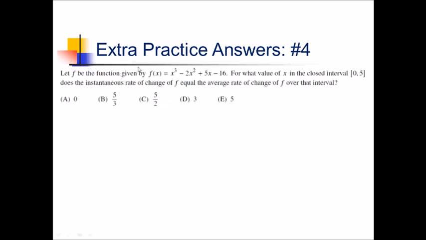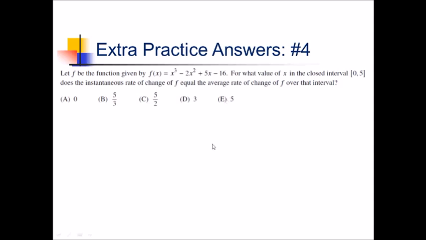For this problem, f is this function here, this polynomial function. We want to know at what x value in the closed interval from 0 to 5 does the IROC of f equal the average rate of change of f over that interval. Now, this kind of sounds like the mean value theorem, but it's a little bit different. If this were truly the mean value theorem, we wouldn't be allowed to use the endpoints 0 and 5 as possible answers, because the mean value theorem's conclusion involves an open interval. But they never said mean value theorem, so we actually could have 0 or 5 as answers for this one.